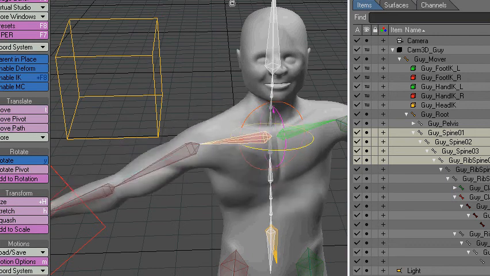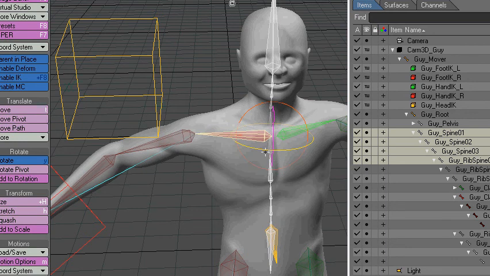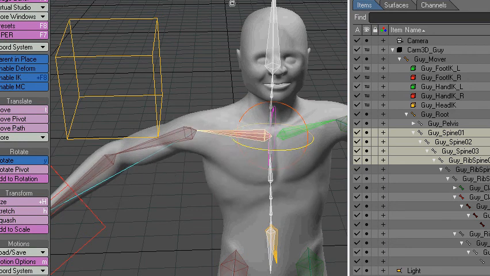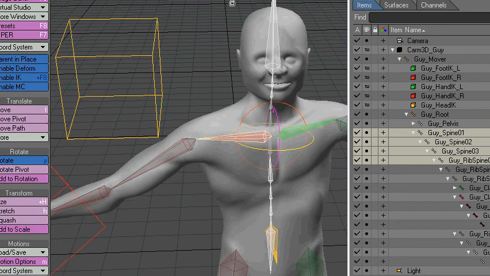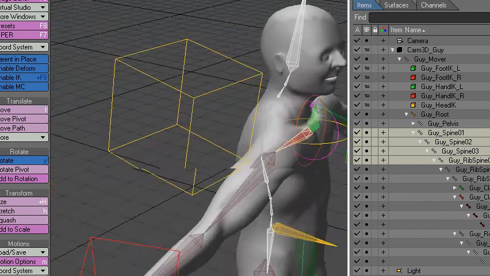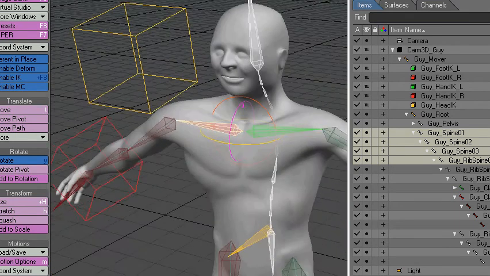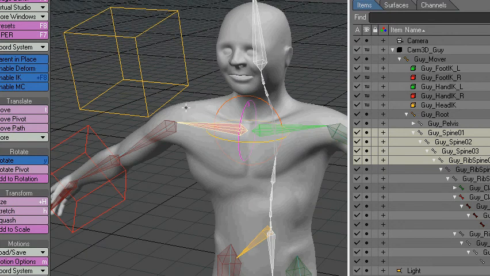Now, notice when I do that, his elbow's popping around. That's just because this is an ultra simple rig. And right around there, it's become straight, and it's having a little difficulty knowing which way to point. If there was a pole vector sticking out there, his elbow would always point to it, so that would be more stable.